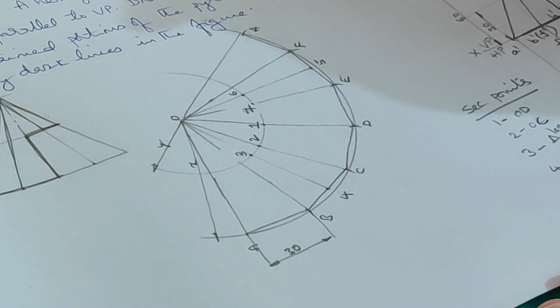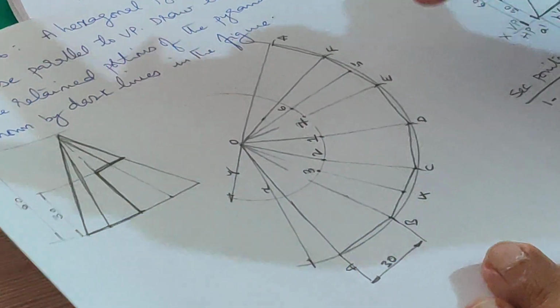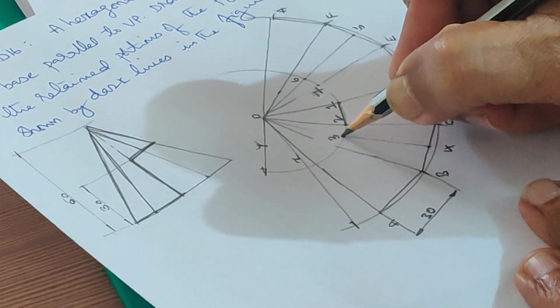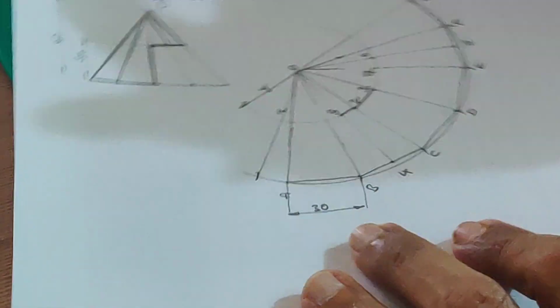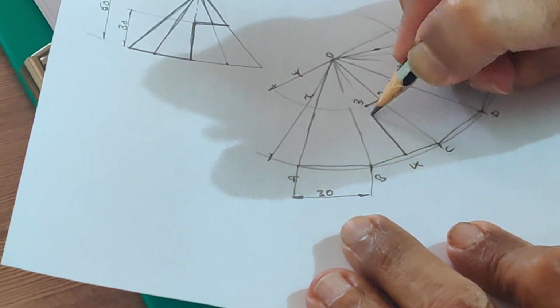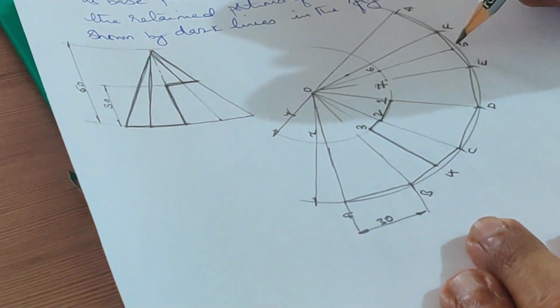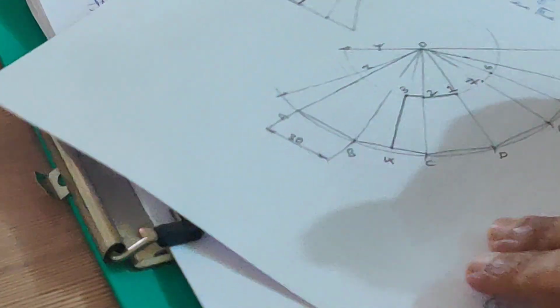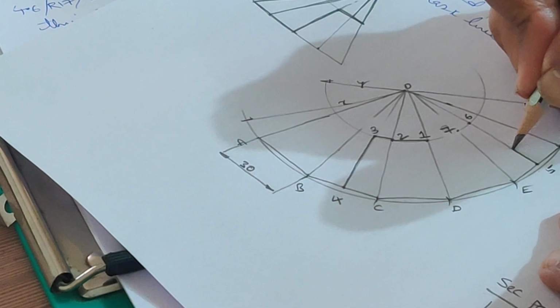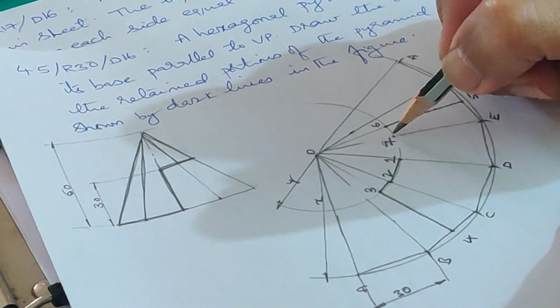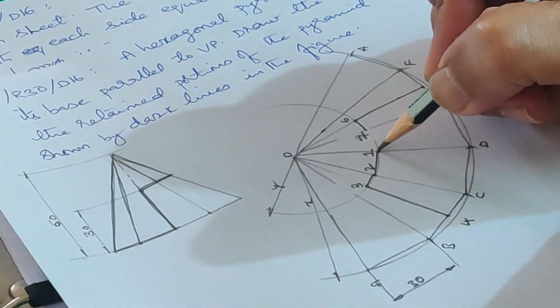Now you can connect the points using straight lines. 1 to 2 should be a straight line. Then 2 to 3, 3 to 4. Okay. Then this portion 5 to 6 should be a straight line. 6 to 7, then 7 to 1.